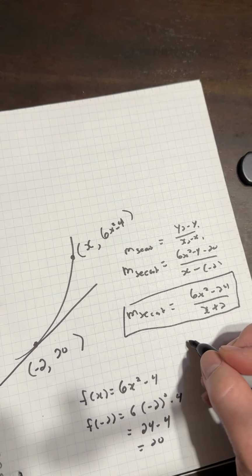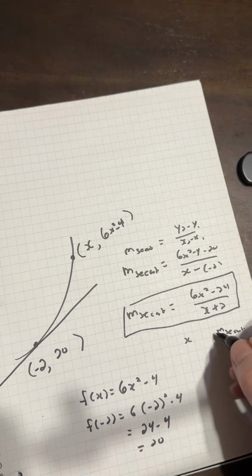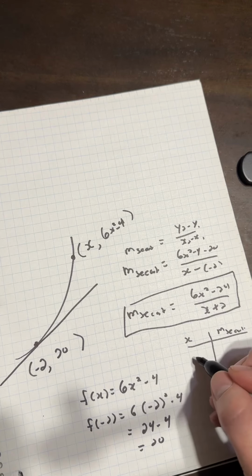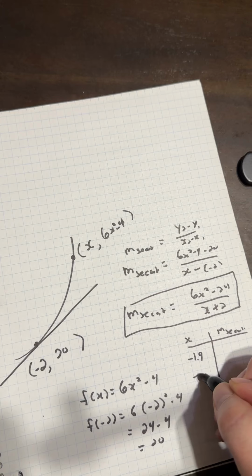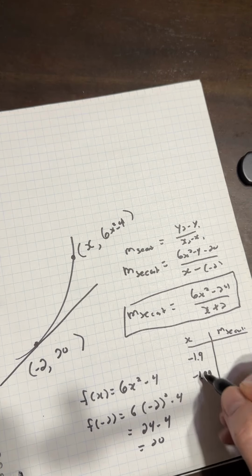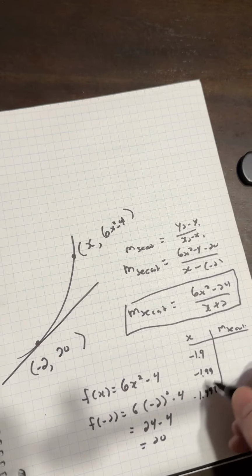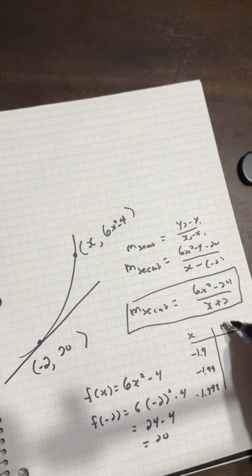But then, once I have the formula, then I can make a much shorter table than method 1. I choose some numbers close to -2, say -1.9, -1.99. This is much closer than what I was doing in class. Sub those into this formula here and get the answers right there. See how that goes.